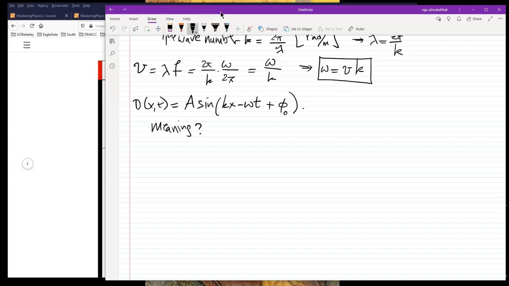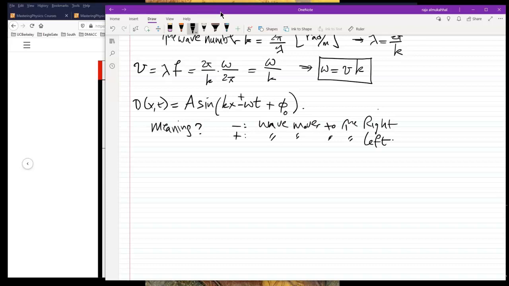Now you have a minus sign here. As a matter of fact, it's usually plus or minus. The minus means the wave moves to the right, not the left, the right. And if it's plus, the wave moves to the left. Okay? So if you have a wave moving in the positive x direction, you put a minus there. If it's moving in the negative x direction, you put a plus. Got it? Okay. That's one thing.